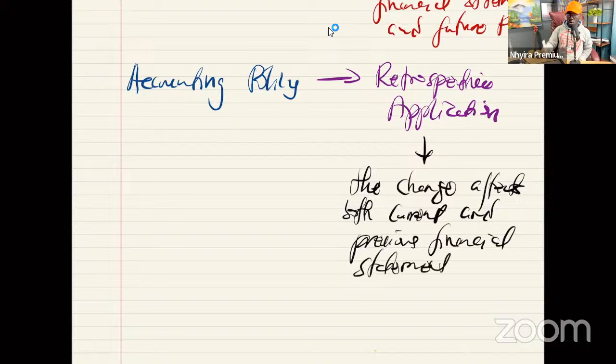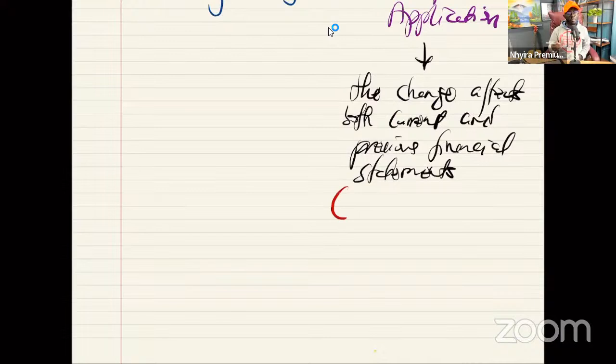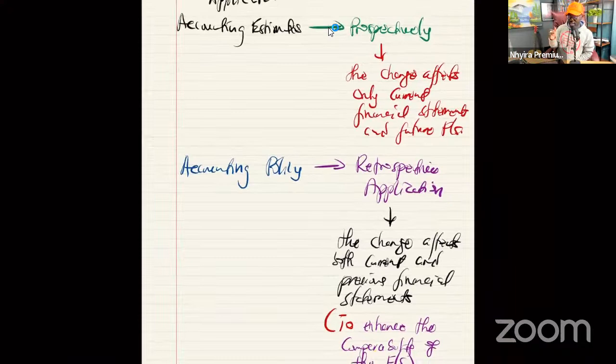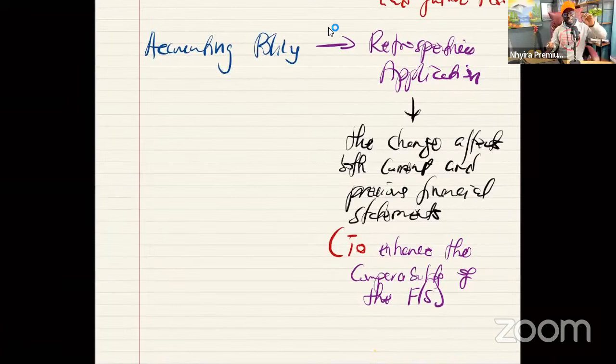Why? It's because we want to enhance comparability of the financial statements, which is one of the enhancing qualitative characteristics of the financial statements. That is the idea about the application. Because when we say retrospective application, it means we are assuming that even though we are doing the change this year, it has been done previously.